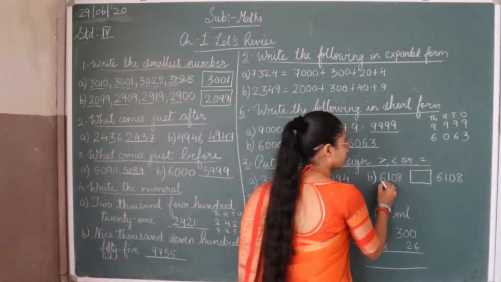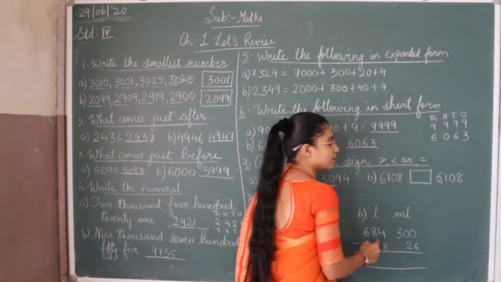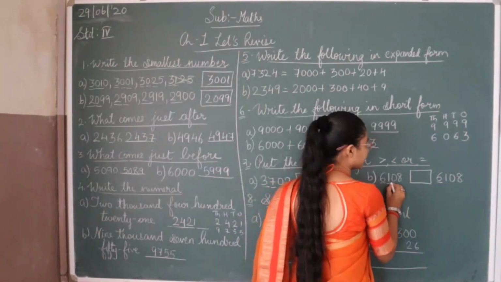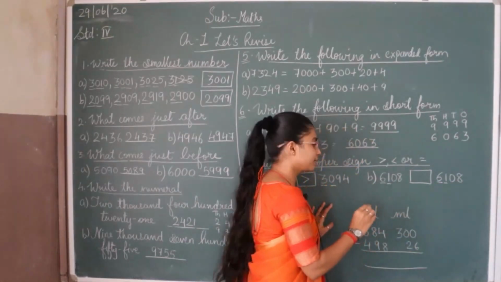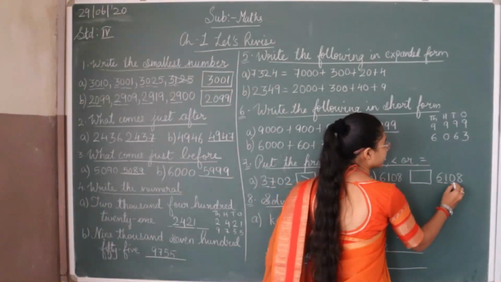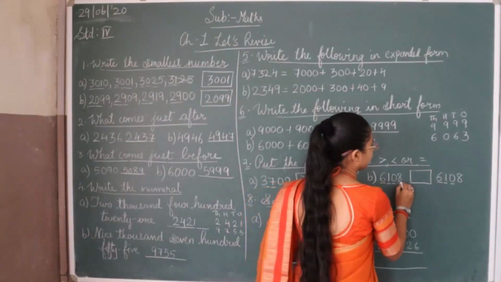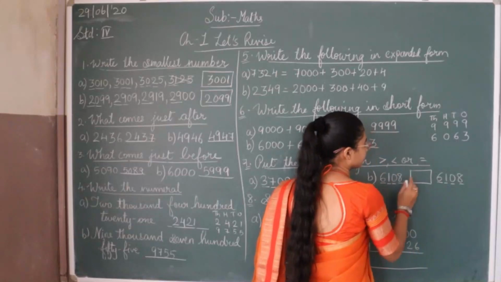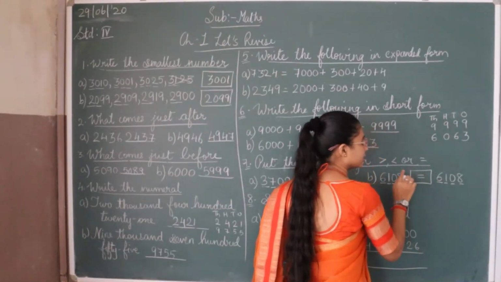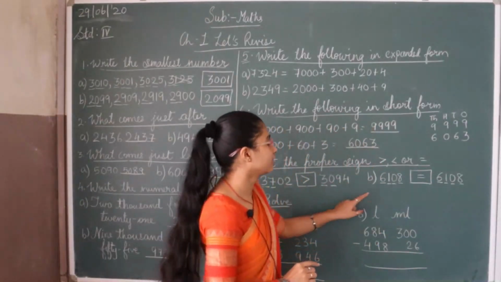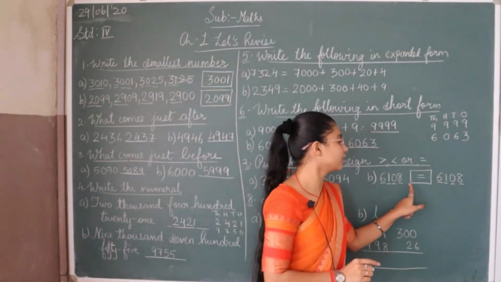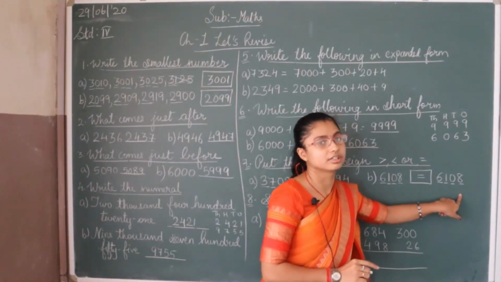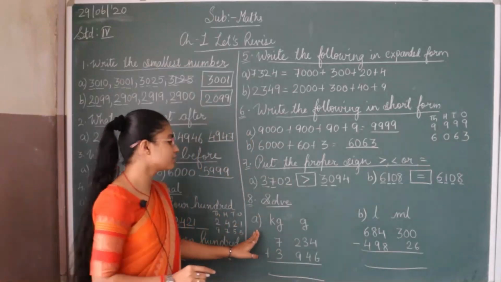Now next one, thousands place 6, same both sides. Then hundreds place 1, again same both sides. Again tens place same, and ones place also same. So here will come the equal to sign. That means 6,108 is equal to 6,108.